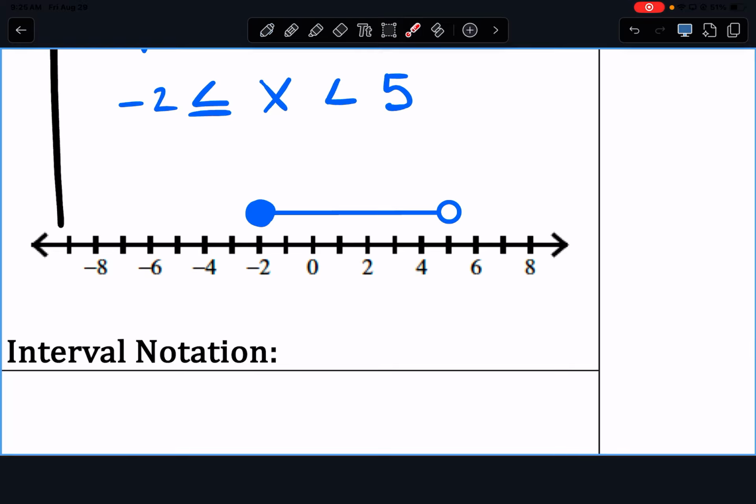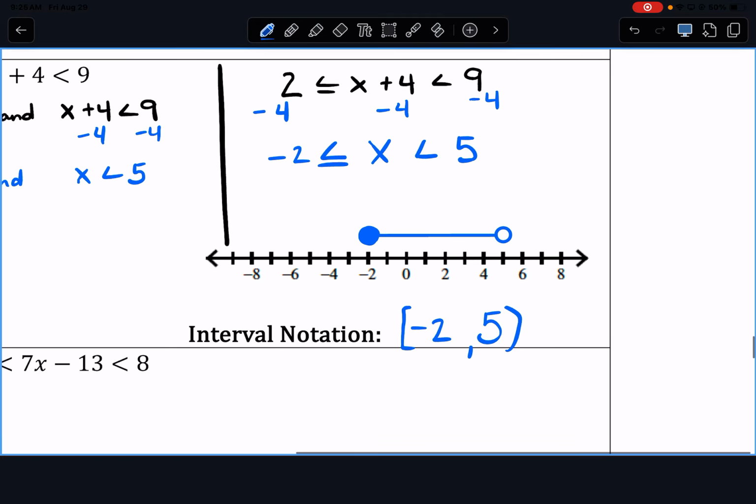So is there any infinities in this one? So we go from our points from left to right. So what is my left point? Negative 2. Does it get a parentheses or a bracket? Bracket. And it goes to? 5. Parentheses or bracket? There we go.